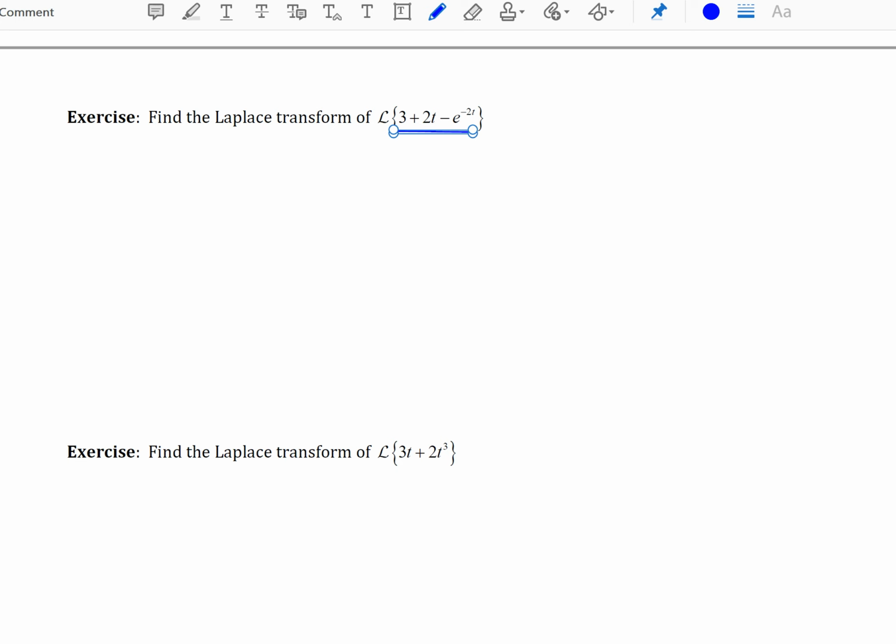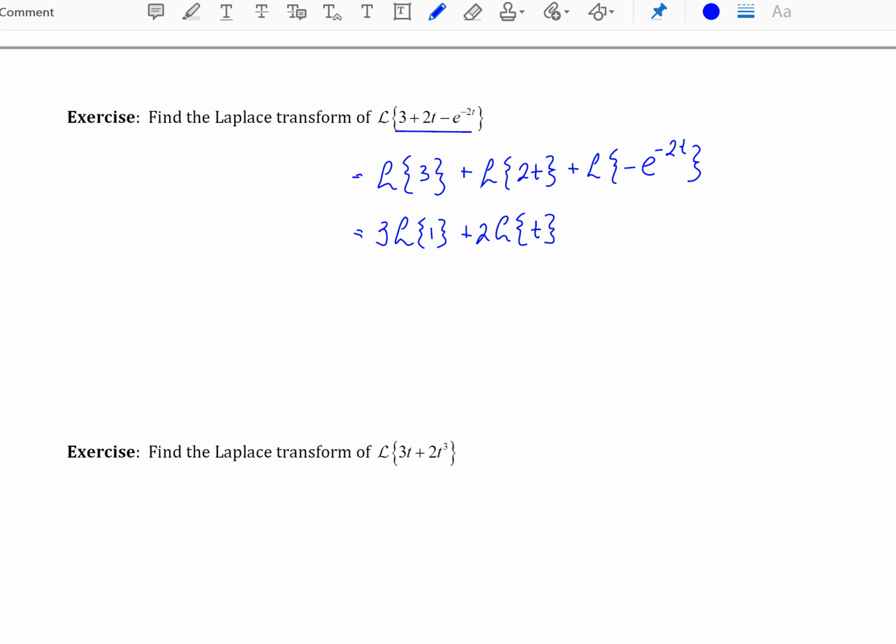Now first, using the fact that the Laplace transform is a linear transformation that preserves vector addition, we can write this as the Laplace of 3 plus the Laplace of 2t plus the Laplace of negative e to the negative 2t. Now, using the fact that the Laplace transform preserves scalar multiplication, we can write this as 3 times the Laplace of 1 plus 2 times the Laplace of t minus the Laplace of e to the negative 2t.